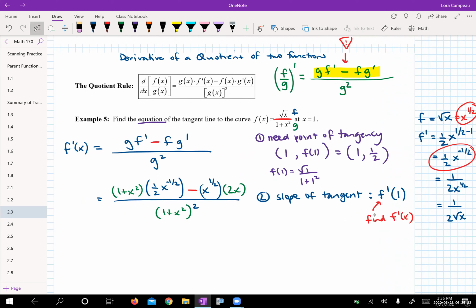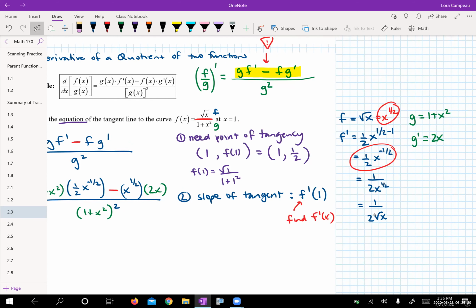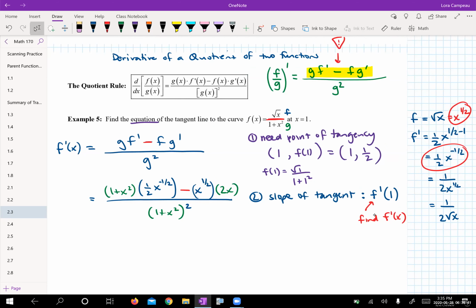So be careful. It really helps to show exactly who your f, g, f prime, and g prime are, and then relate them back to the actual quotient formula or the quotient rule. That could get a lot of partial credit if this were a hand-graded test. At this point, this is where we would try to use some algebra to clean up this situation.